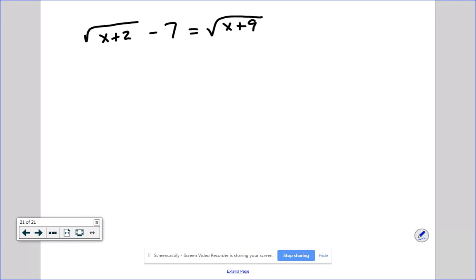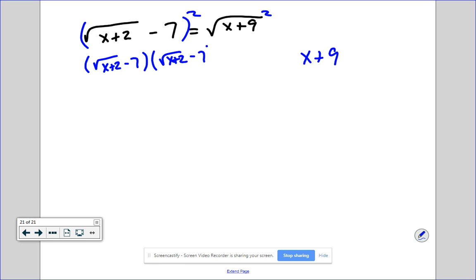All right, here we go. Okay, so we look at this. Is one of my radicals isolated? Yes, the right side. So we're going to square both sides, right? So the right side becomes x plus 9. I think for some of you, you need to get in the habit of writing this out, because some of you are missing terms when you're trying to FOIL without writing both terms out. So if I do square root of x plus 2 times square root of x plus 2, that's just x plus 2.